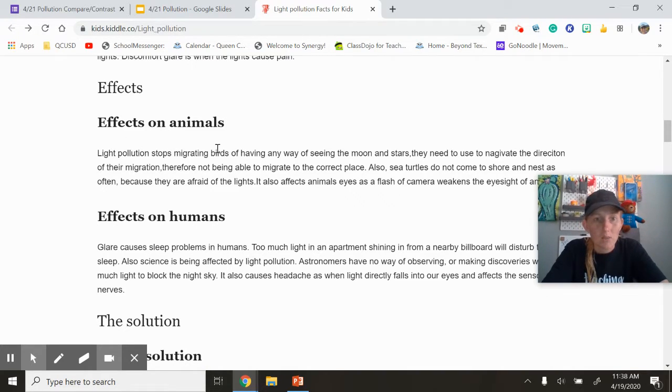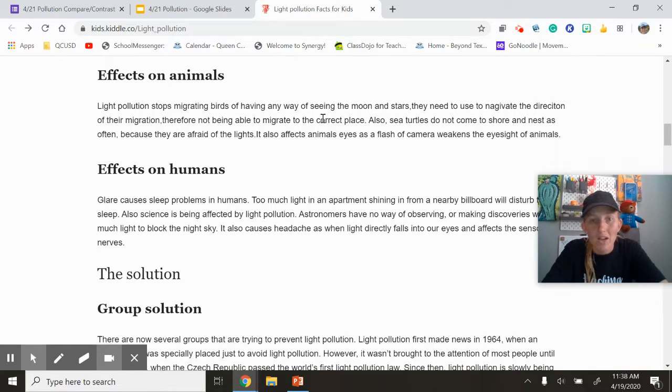So light pollution leaves migrating birds with no way of seeing the moon and stars, and they need to be able to navigate the direction of their migration, so they can't migrate to the correct place. Also, sea turtles do not come to the shore and nest as often because they are afraid of light. It also affects animals' eyes, as a camera flash weakens the eyesight of animals. So those lights can hurt the animals' eyes. It also hurts birds because they can't really tell what direction they're going and have a hard time migrating.